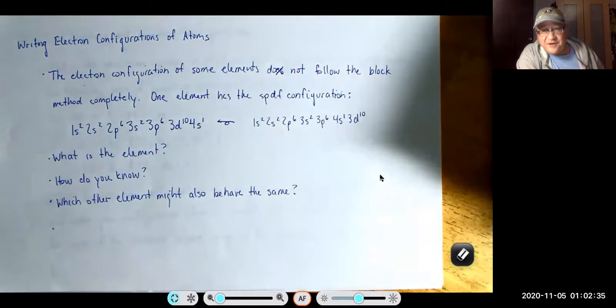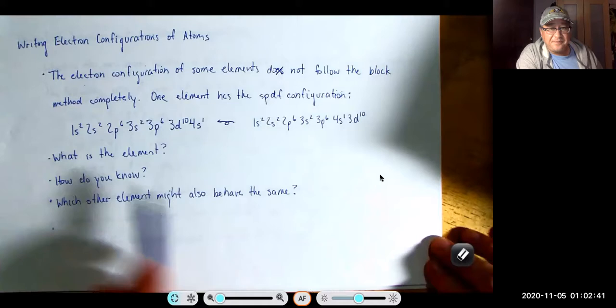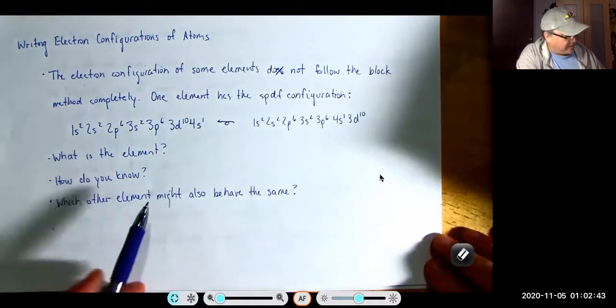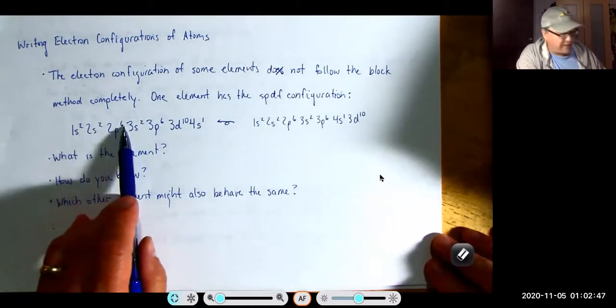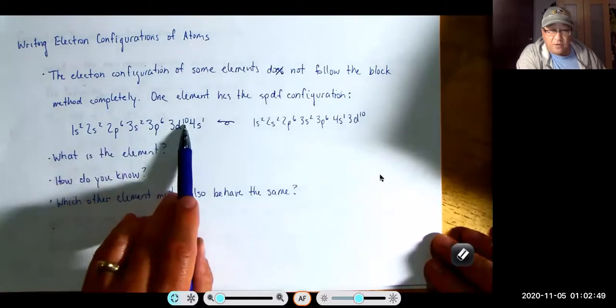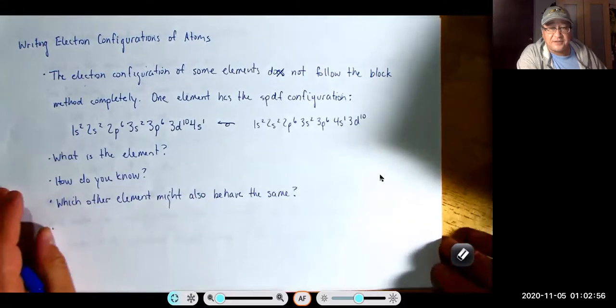Welcome back. Did you figure it out? It's copper. How do we know this is copper? And the answer is really simple. This has 2 plus 2 plus 6, 10 electrons. Another 10 here for 20. 6 plus 2 plus 1 is 9, so that's a total of 29 electrons.